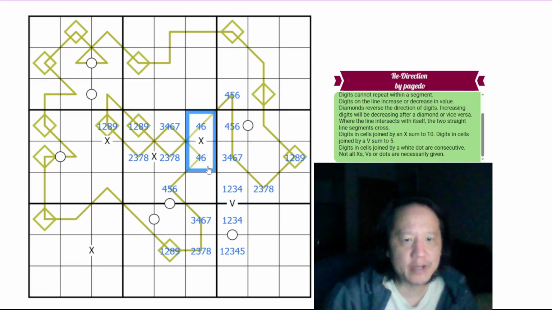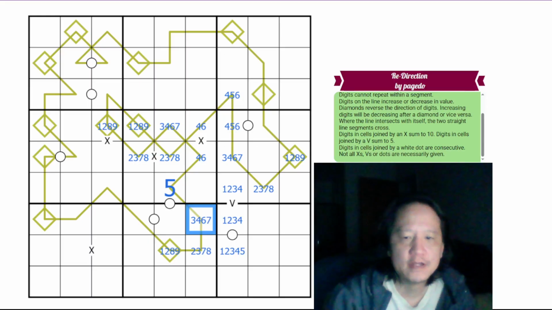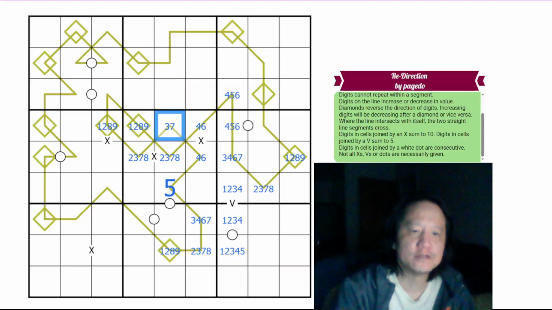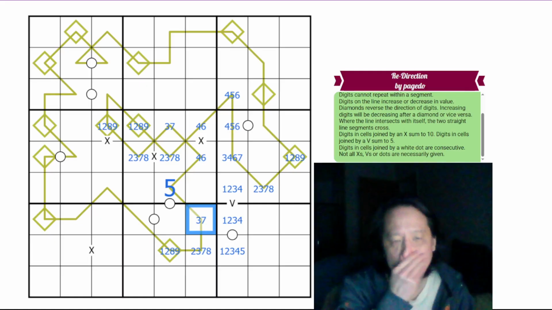This 4, 6 pair eliminates 4 and 6 in the rest of the box. So this can't be 4 or 6. This is 5. This can't be 4 or 6. So that's 3 or 7. And this can't be 4 or 6 because of the 4 or 6 pair in the column. So this can't be 4 or 6. This is 3 or 7.